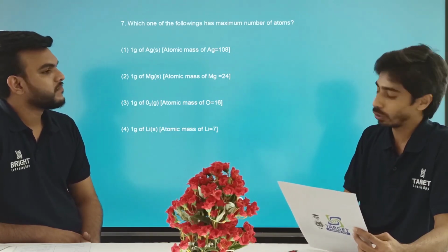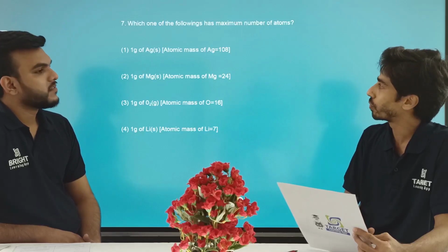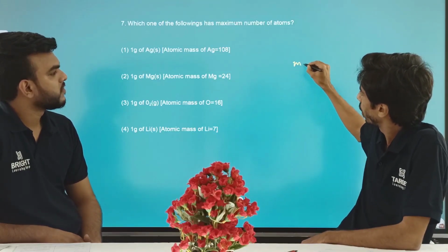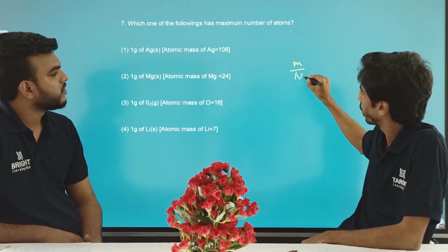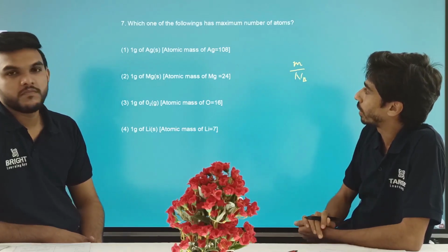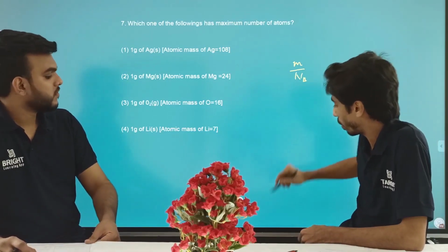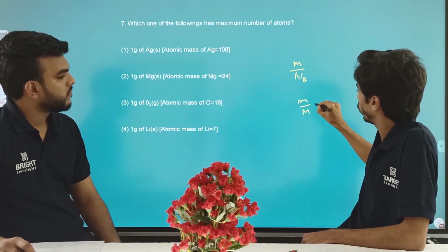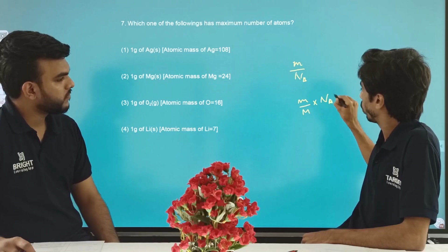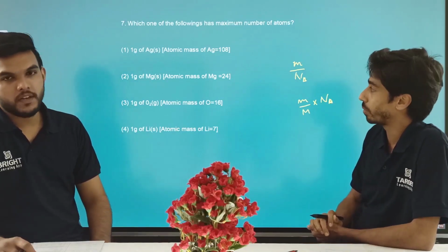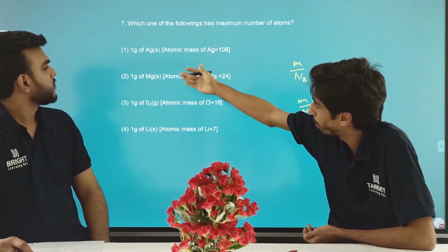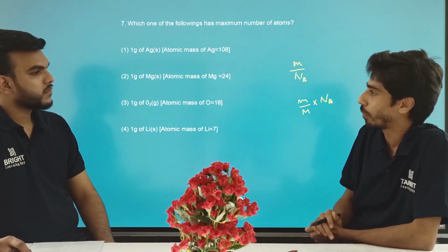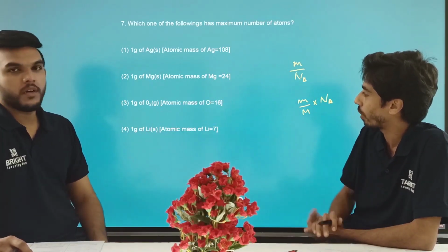We have a direct equation to calculate the number of atoms: the given mass, small m, divided by the molar mass, capital M, into Avogadro number. That will be the equation used to calculate the number of atoms. These are silver atom, magnesium atom, then O2. For O2, we have to consider the atomicity because it is diatomic.